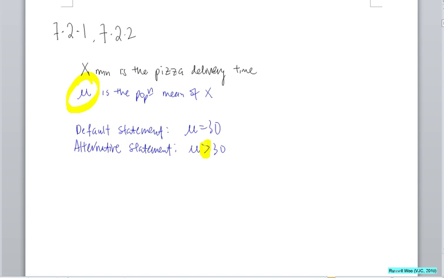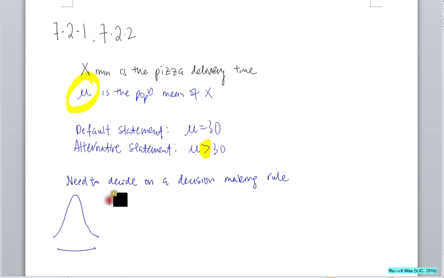Okay? Now, just now we talked about this diagram, right? So now the question was we still need to decide on a decision making rule. Now remember I said just now, if mu is indeed 30, then does it make sense that x bar should follow a normal distribution with 30?